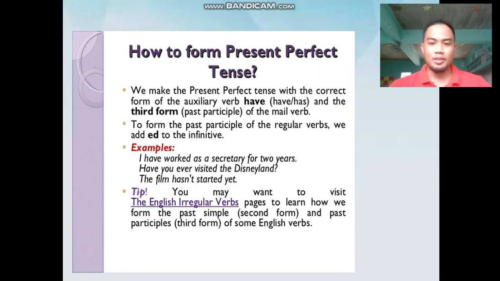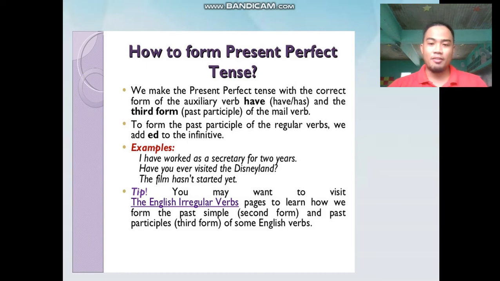Next, how to form the present perfect tense. So we make the present perfect tense with the correct form of the auxiliary verb, which is have or has, and the third form or the past participle of the main verb. So how can we create the past participle of the main verb? We simply add ed or change the spelling of the irregular verb. So kung regular verb yan, we simply add ed.